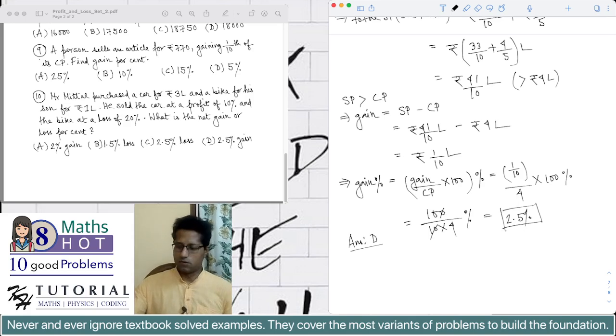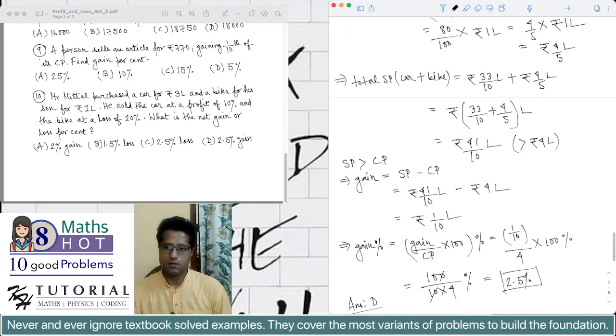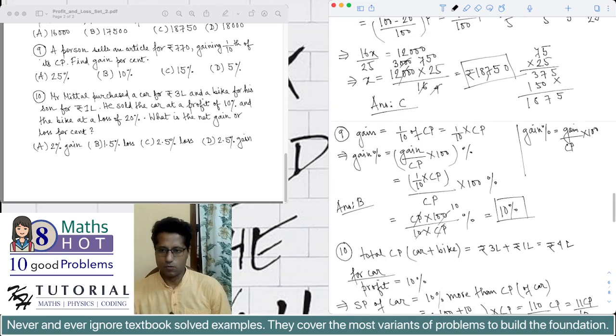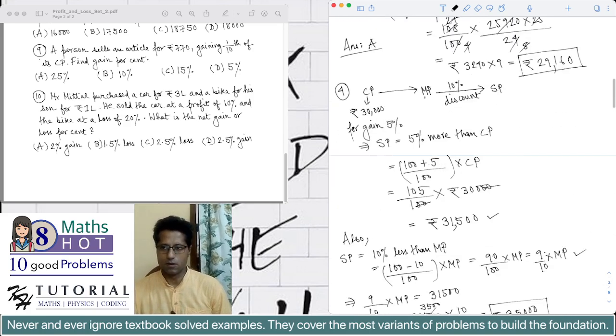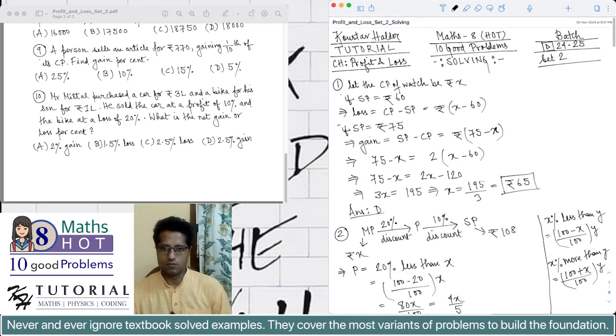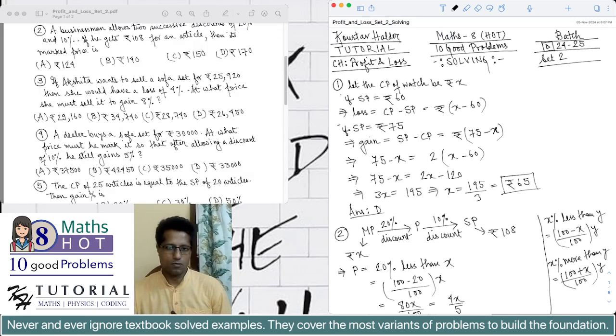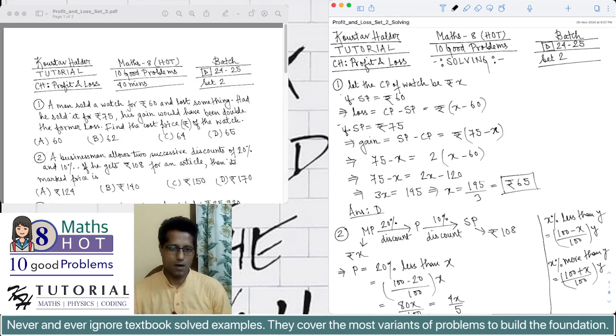So this brings to an end in solving the set 2, 10 good problems of set 2 on the chapter of profit and loss. I hope these problems will give you a good practice of harder problems, and this will evaluate your understanding of the chapter concepts.